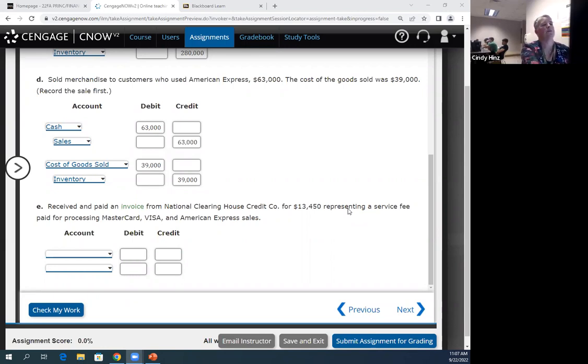I'm just curious, I'm going to do a quick calculation here to see what percentage that is. So it's $13,450, and that's for the sales that were Visa, MasterCard, and American Express. And so that $13,450 represents about 2.5%, exactly, actually, 2.5% of the total sales.